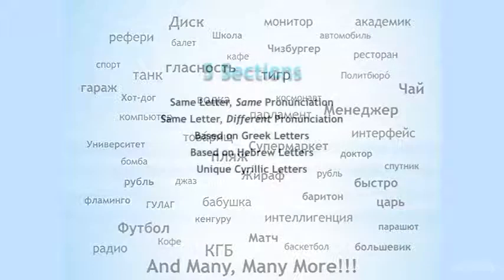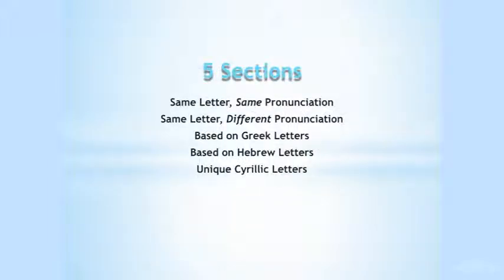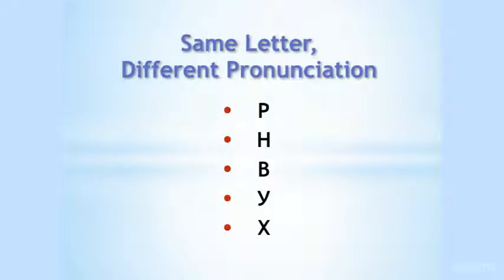In this course, there are 5 sections. Each section has 1 or more classes, depending on how many letters are in the section and how easy or hard the letters are to learn. At the beginning of every section, I will tell you what letters are in that section.